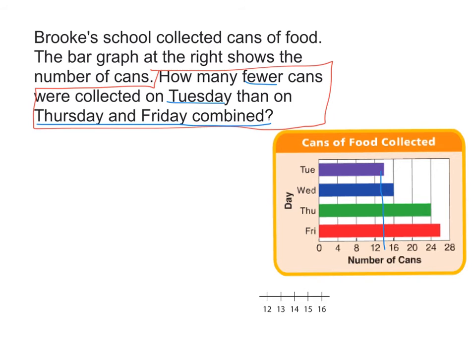So which number would be right in the middle? Well, that would be the number 14. And you can clearly see here that there are 2 lines before 14 and 2 lines after 14. So 14 would be right in the middle. So on Tuesday, how many cans were collected? Well, the answer is right there. On Tuesday, 14 cans were collected.